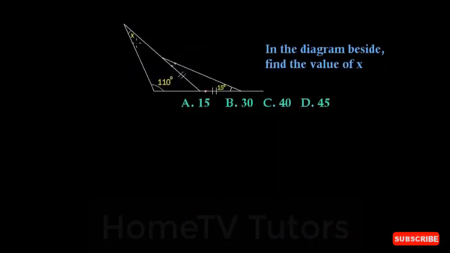In the diagram beside, find the value of x. If you'll notice, this is an isosceles triangle by the two marked sides of this triangle, and this will make the second base angle to be 15, because the base angles of an isosceles triangle are equal. So let's assume this is y. The sum of all the angles in an isosceles triangle is equal to 180 degrees.